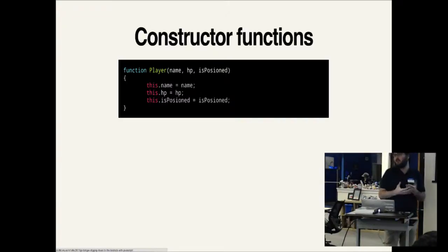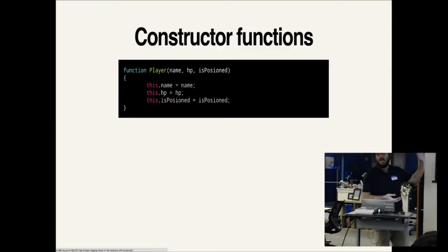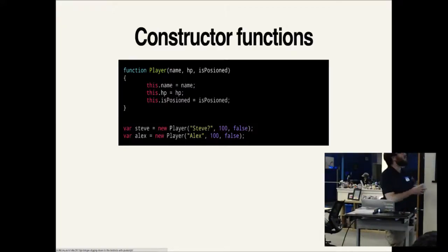So pretend, let's say we're making a game, and we need a player object, a player class, if you will. So Player has 3 properties. It has a name, hit points, and a flag for whether they're poisoned or not. And so what we can do now is invoke the new operator and make new instances of that class. So we have a Steve and an Alex variable that are players, and we give them attributes.